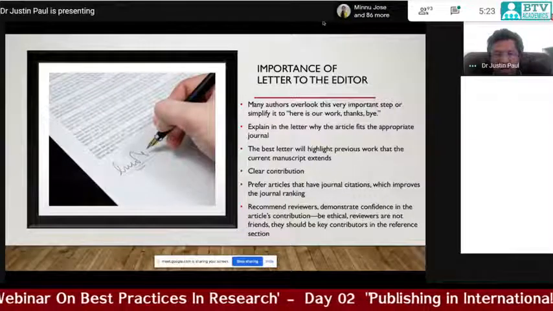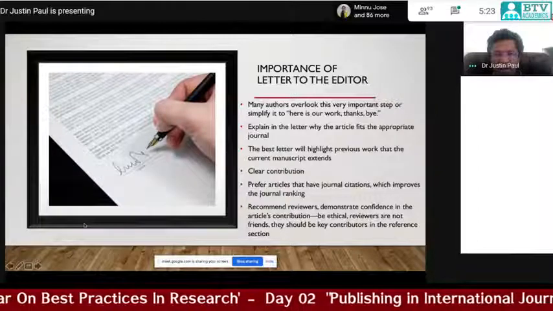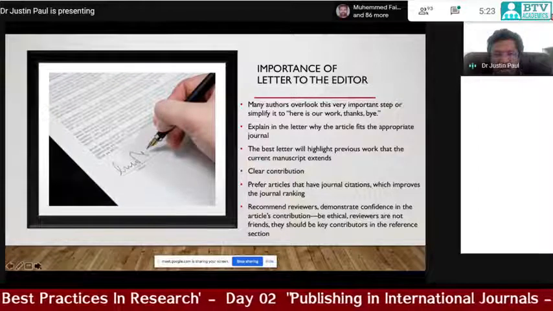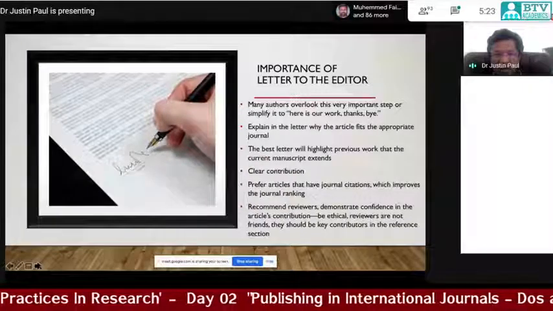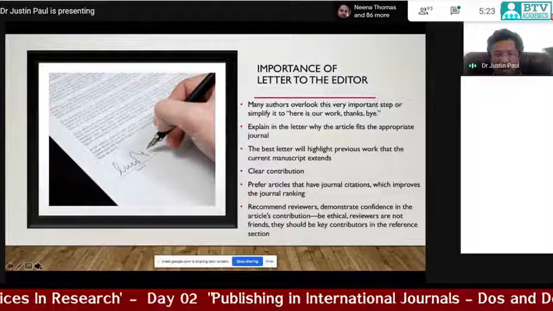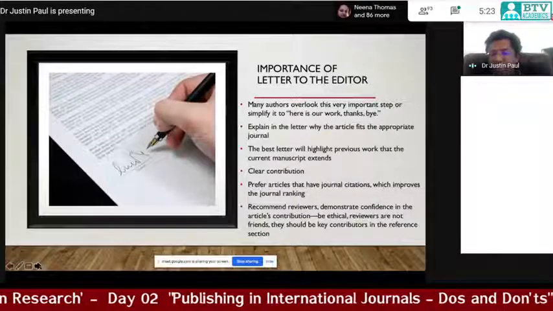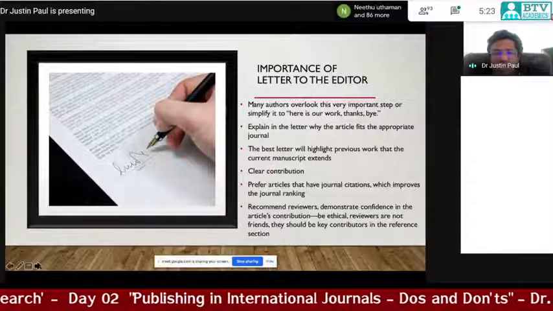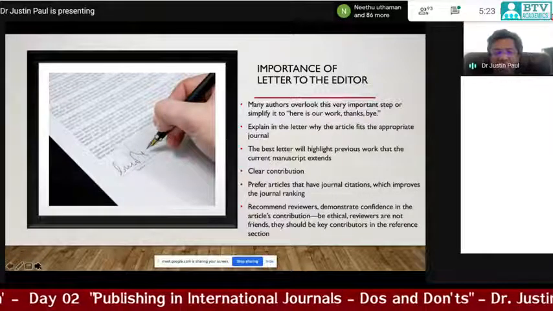That way, the editor can go through this and assess the potential of your paper based on your cover letter. You have to mention the scope and contribution of your paper very clearly and precisely in your cover letter.